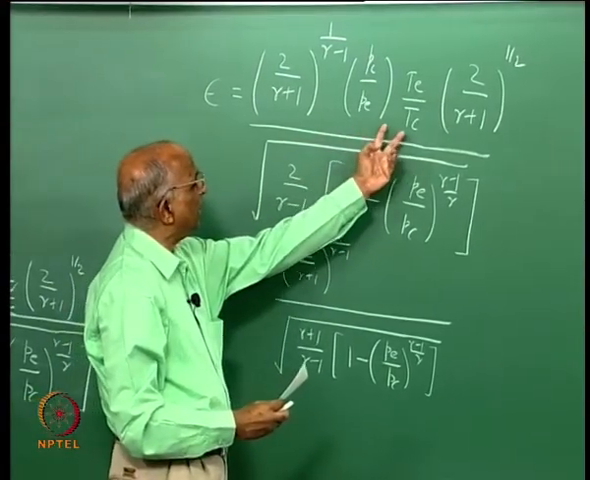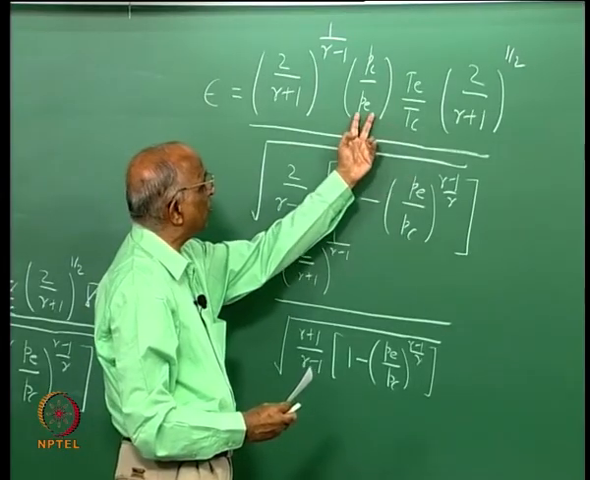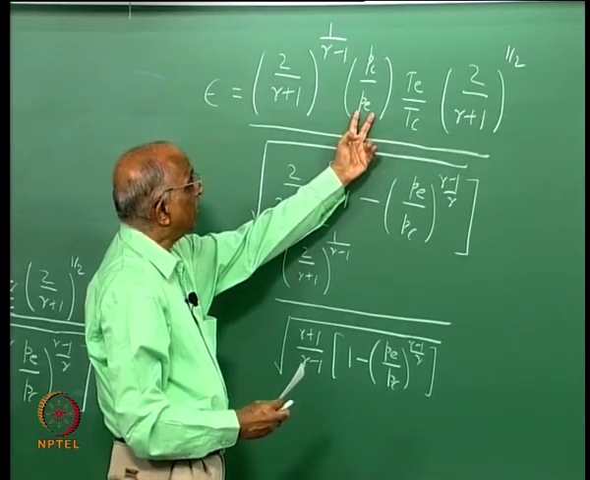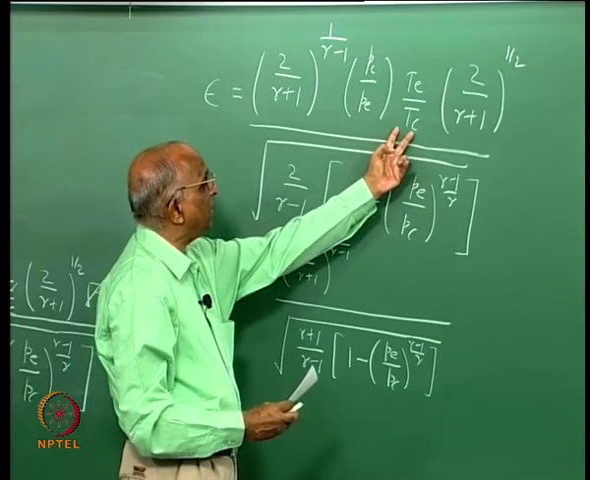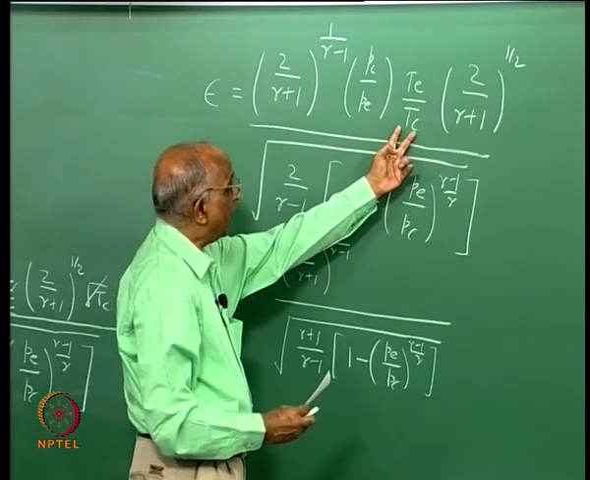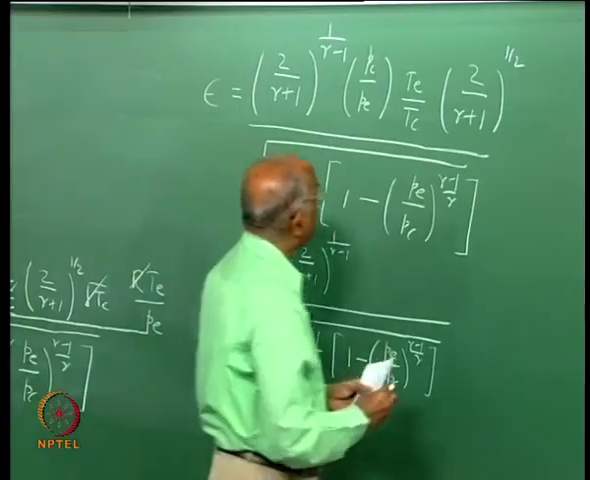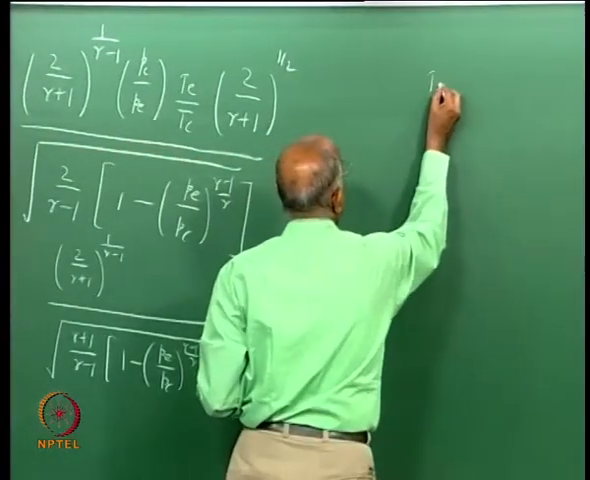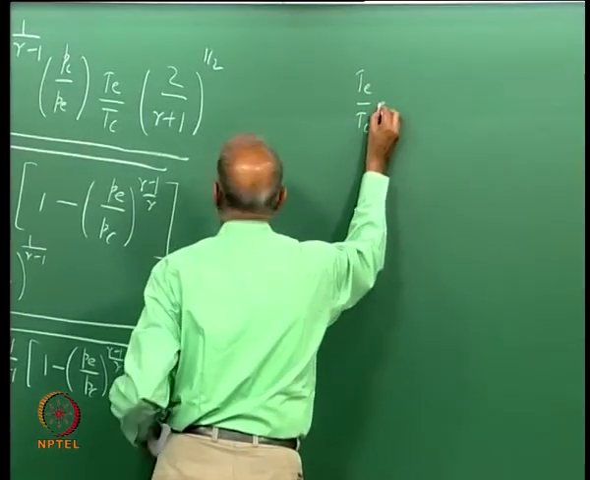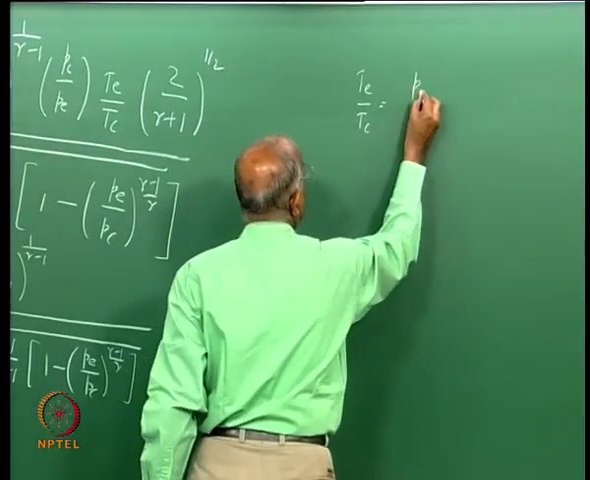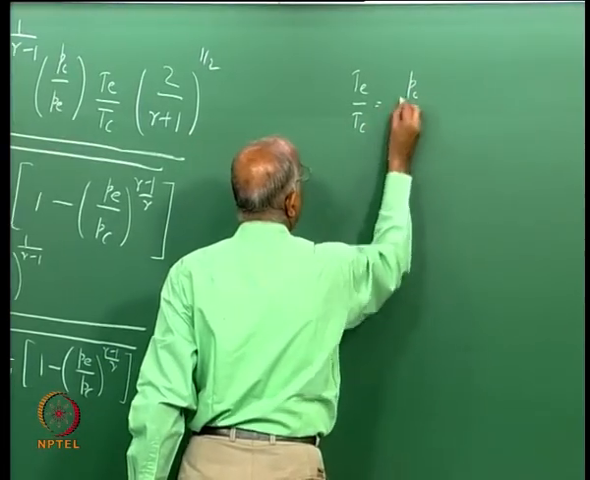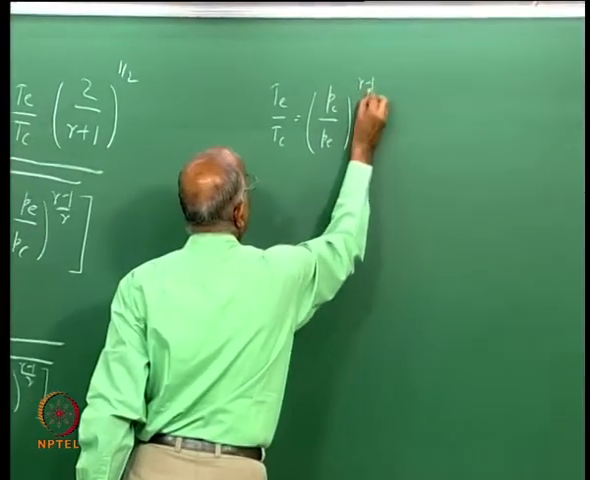and now can I express these things together? Can I express Te by Tc in terms of Pc by Pe? See, we have been doing this. We always said Te by Tc, using the isentropic expansion, we can always write it as Te divided by Tc is equal to Pc divided by Pe to the power gamma minus 1 by gamma.